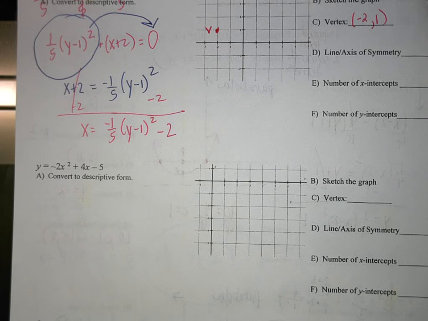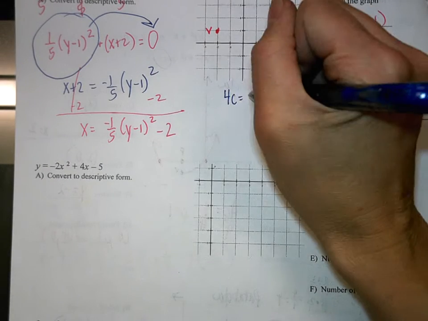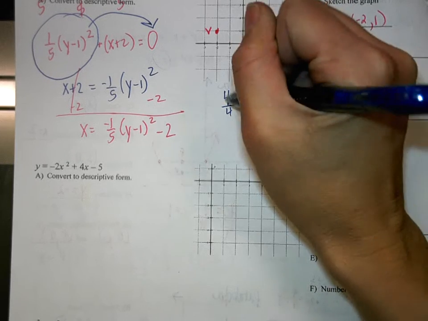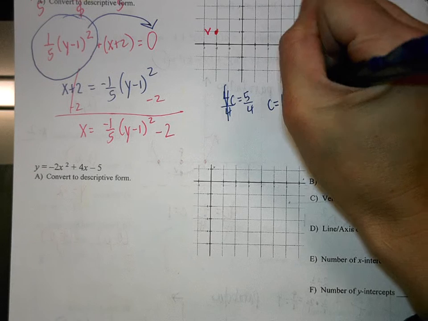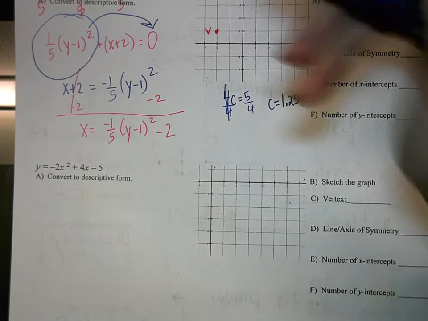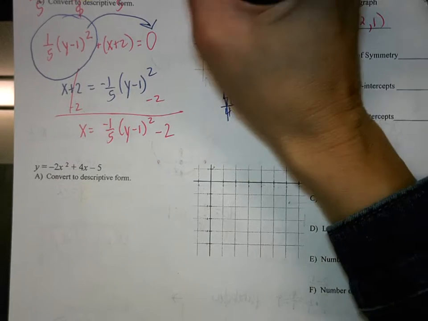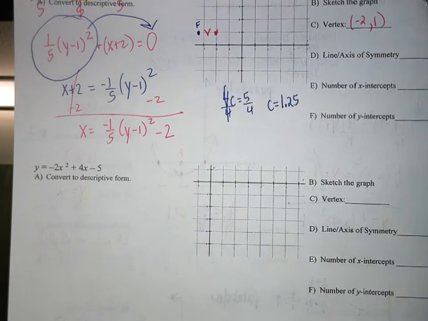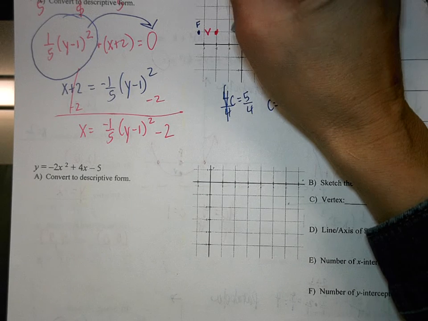Okay, how do I know how far to go in each direction? 4c equals 5. We divide by 4 to both sides, and we get c equals 1.25. I'm going to write that as 1.25. Is that okay? Since the graph is going left, where will I go for my focus? Left 1.25. So that should be my focus. My directrix, I'm going to go to the right 1.25.